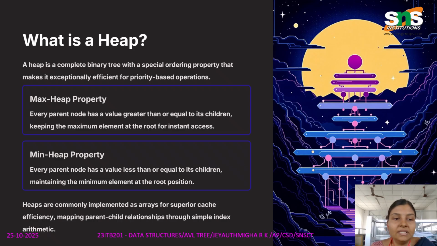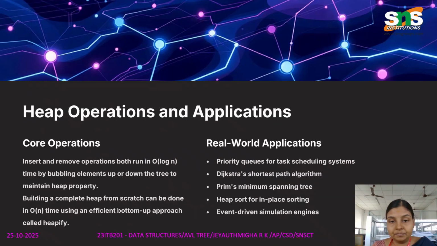In maximum heap property, every parent node has a value greater than or equal to its children, keeping the maximum element at the root, for instant access. In minimum heap property, every parent node has a value less than or equal to its children, maintaining the minimum element at the root position. Heaps are commonly implemented as arrays for superior cache efficiency, mapping parent-child relationships through simple index arithmetic.